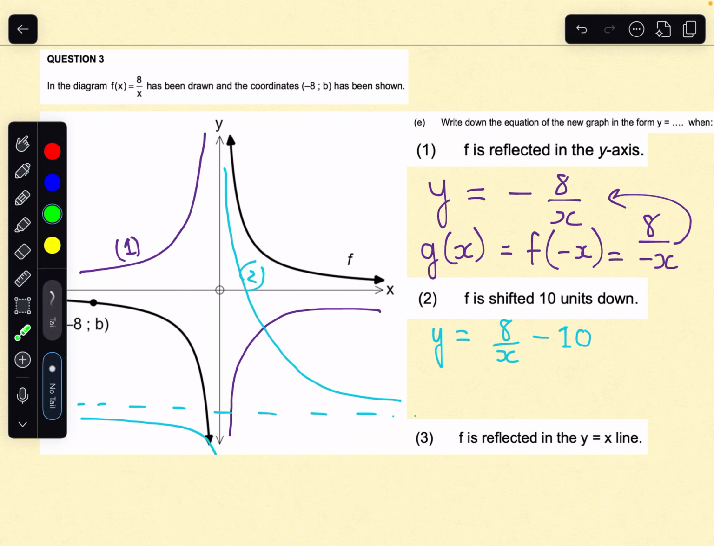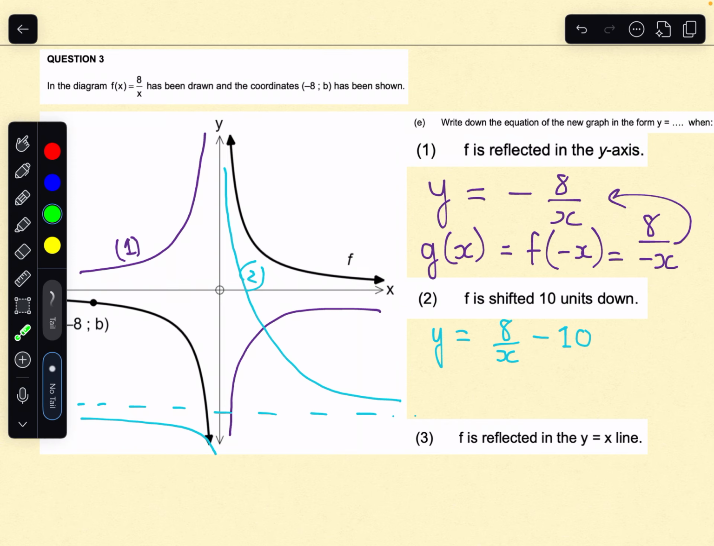And if you think about it again, what's happening to each point is that all of their y coordinates are being reduced by 10. So if my y coordinate was 11, it's now going to be 1. Or if my y coordinate was 0, it's now going to be minus 10. So we're taking all of the output of the original function and it just gets decreased by 10. That's what this means.